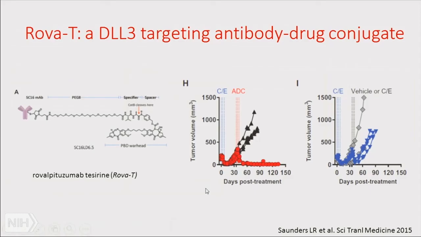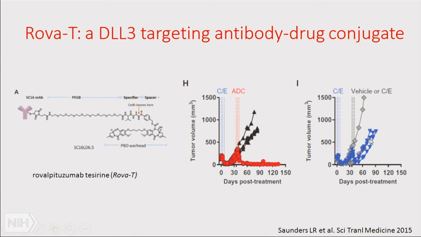I'm sorry, let's go back. If you don't give any treatment, as depicted by the black curve, the tumor just grows continuously. For some of the mice, they gave the DLL3 antibody drug conjugate, and the tumor size shrinks again. Importantly, the effect lasted for a very long time, much better than the chemotherapy agent. In panel I, they also tested rechallenging the mice with the chemo agent. Those PDX mice were treated with chemotherapy first, and when they had a recurrence, they were treated with the EP chemo agent again. As shown here, this time the response lasted even shorter compared to the first time, and those tumors grew back, as depicted by the blue curve.